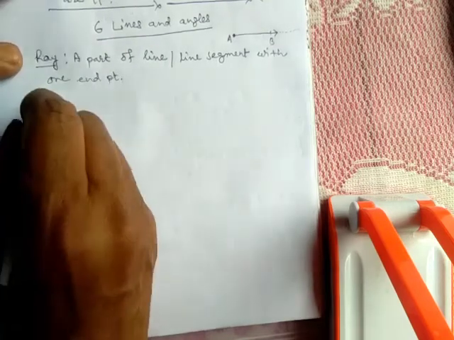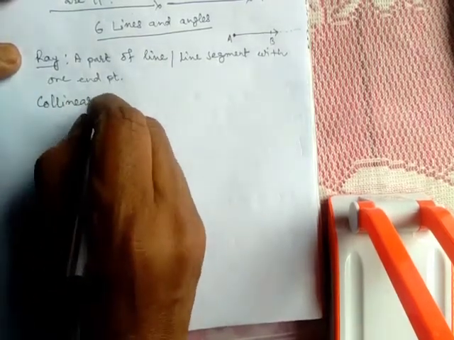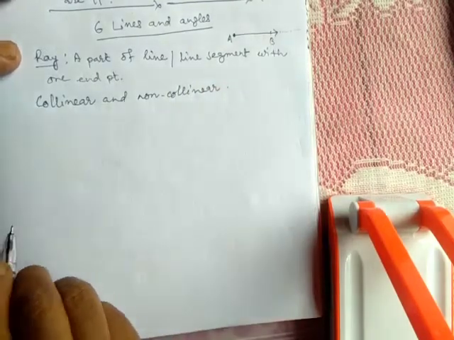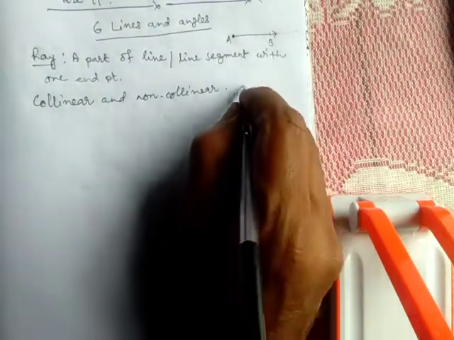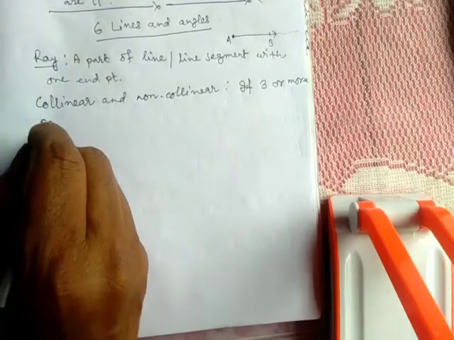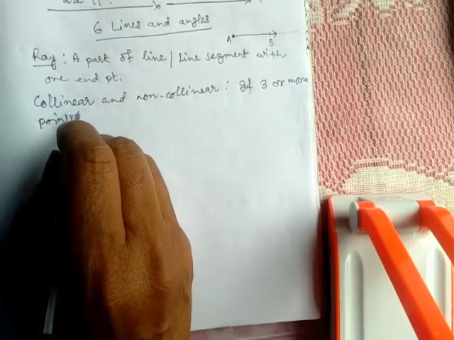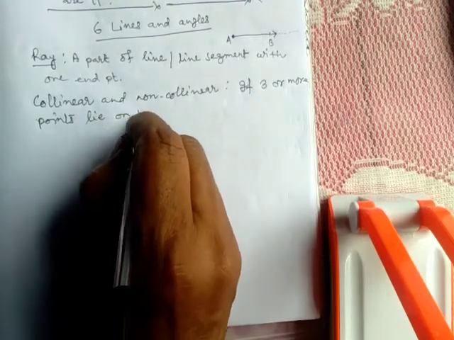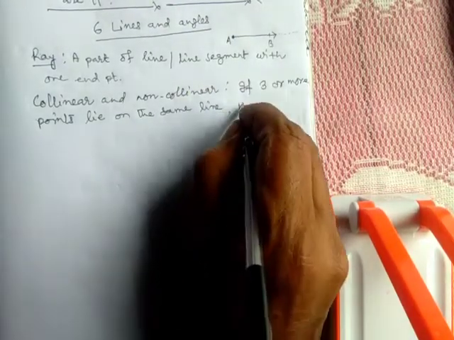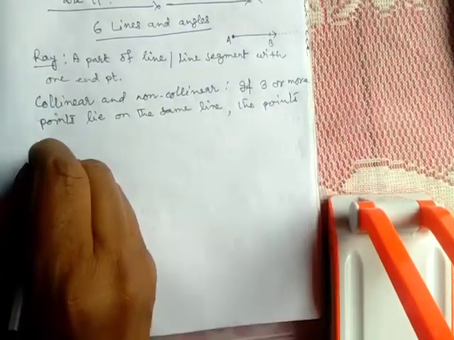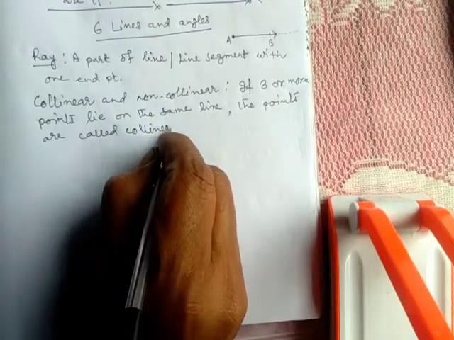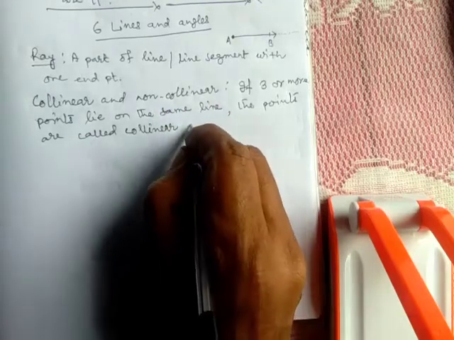Collinear and non-collinear points. If three or more points lie on the same line, the points are called collinear, otherwise non-collinear.